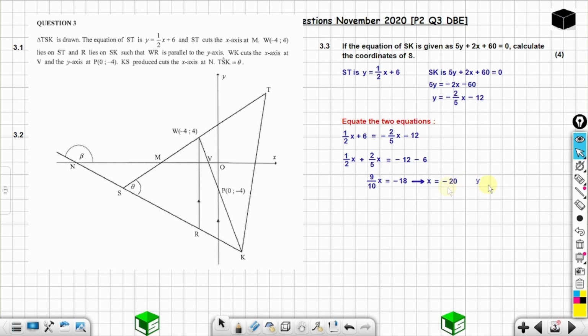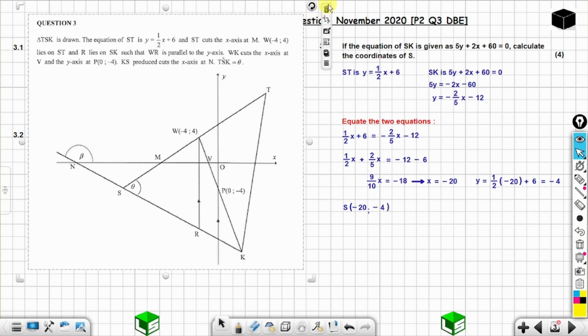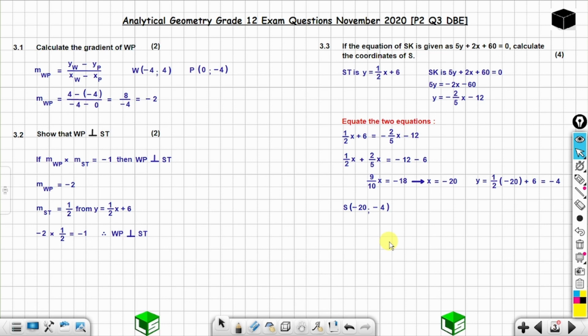So y is equal to, you plug -20 into the equation. In this equation or this equation, I'm going to use this one. So you are going to have 1/2 times -20 plus 6, which is equal to -4. So these are the coordinates of the point S. So we are done with question 3.3. Let's move on to question 3.4.